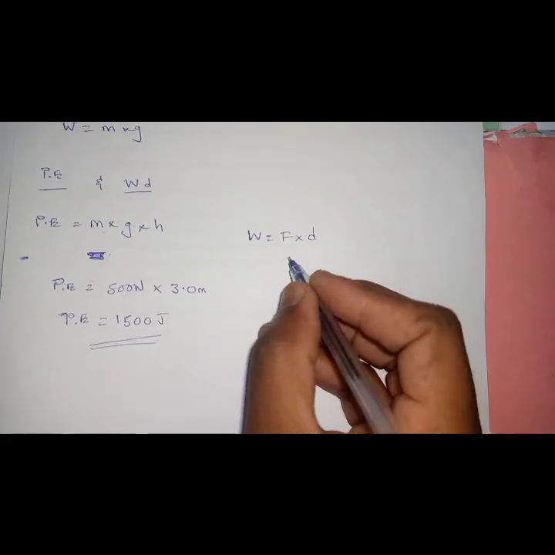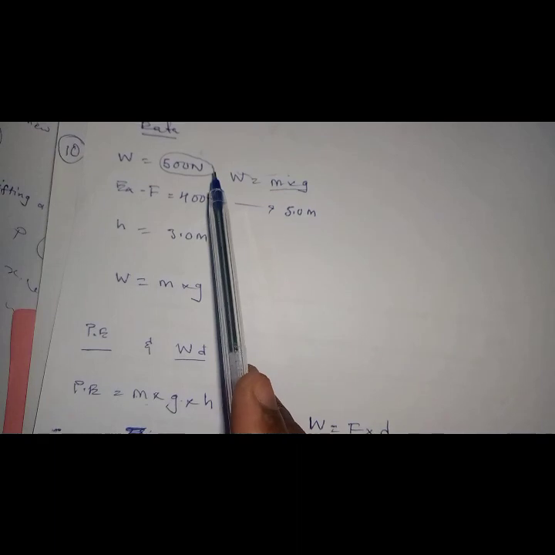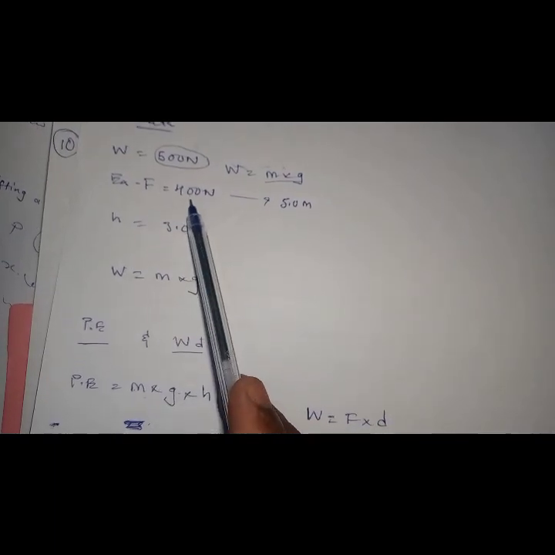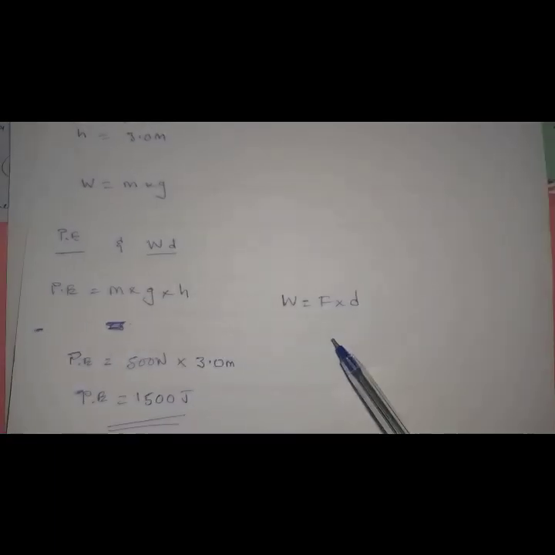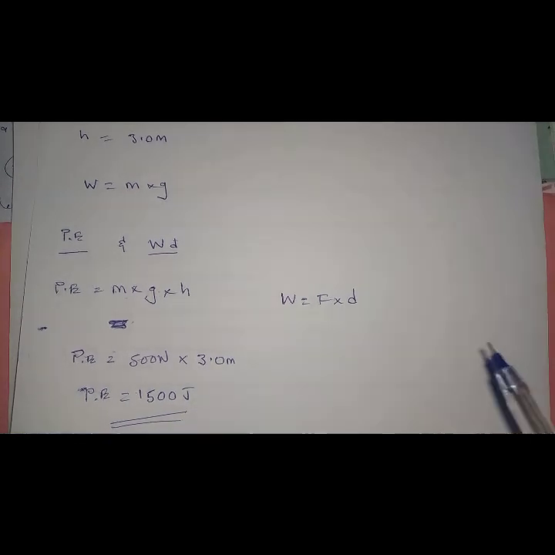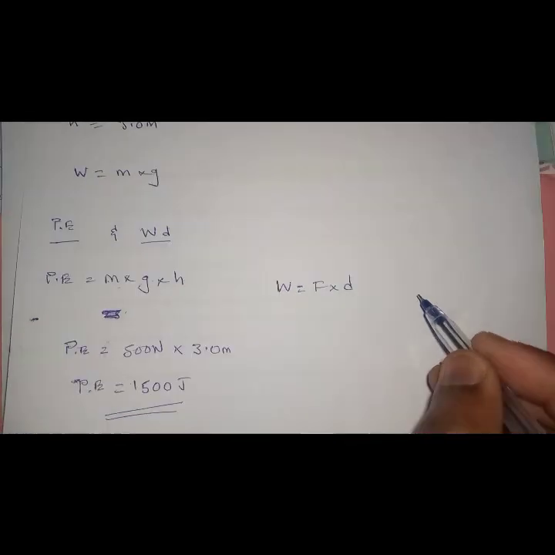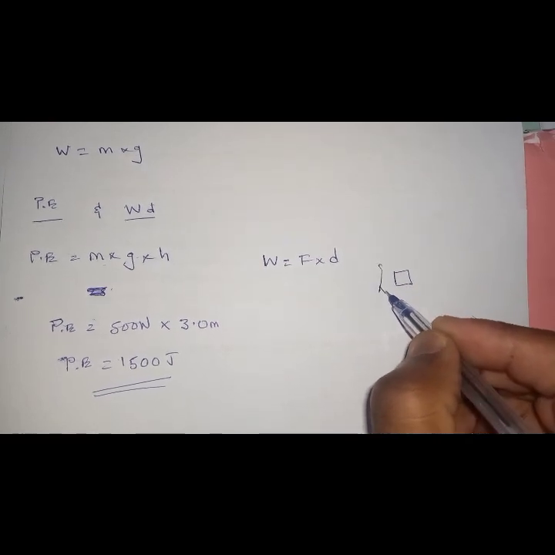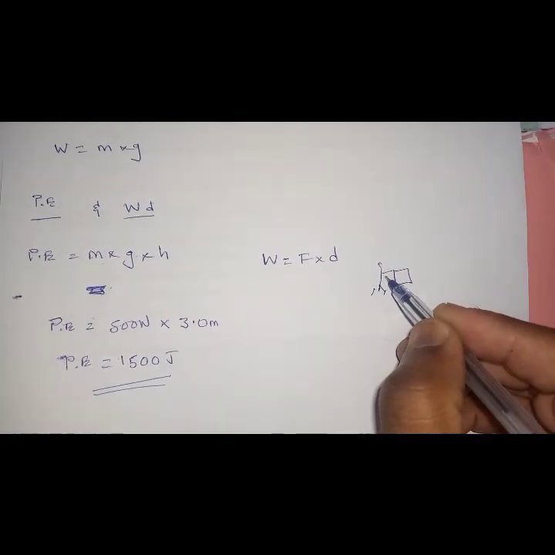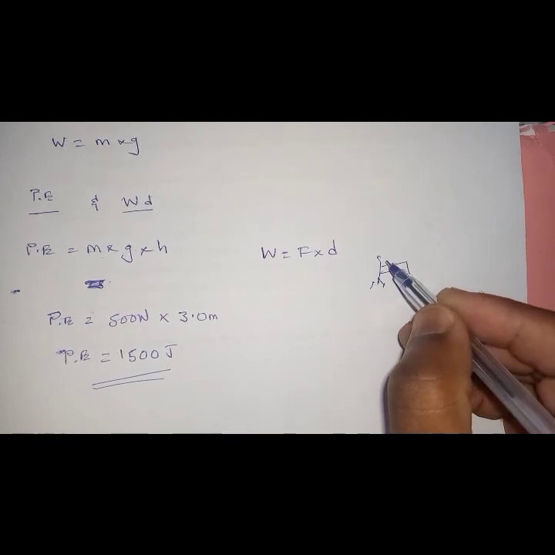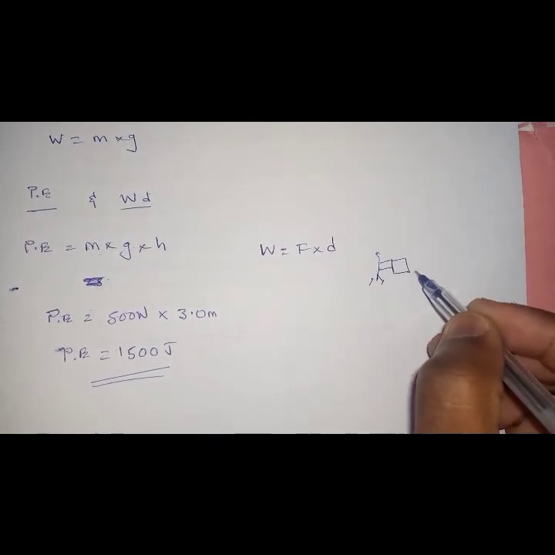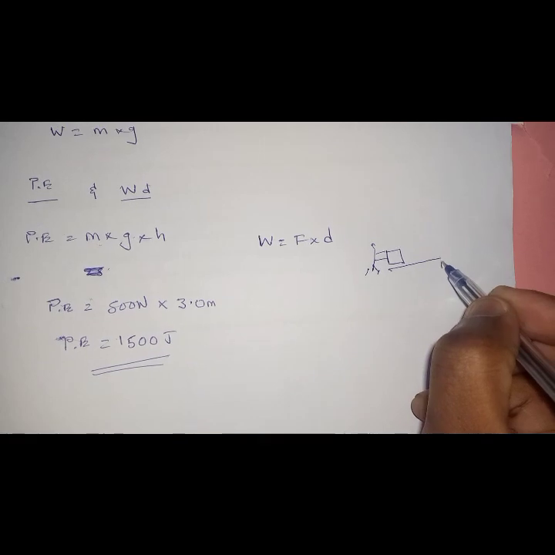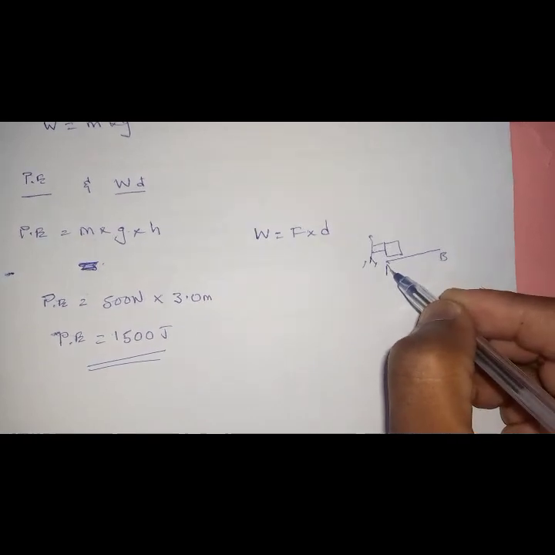Okay, so when it comes to work, we're not going to use the 500. We are going to use the exerted force, because work is a product of force and the distance moved in the direction of the exerted force. So what we mean is, if there is a box here and this guy is trying to push it, work will be the force that is applied on this object and the distance it moves from point A to point B here.